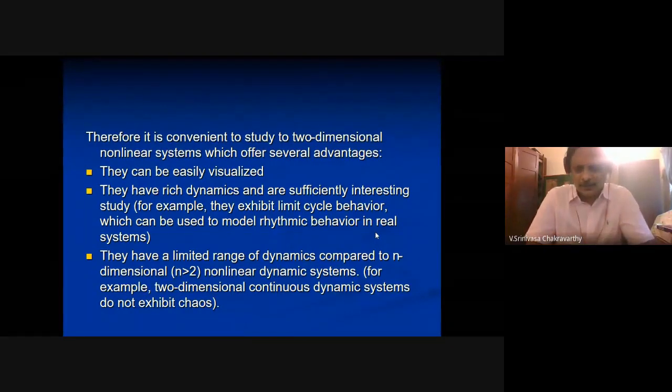But the disadvantage is that in a two-dimensional continuous dynamical system, you cannot get chaos. A special kind of dynamical behavior called chaos. You cannot get it in a two-dimensional continuous dynamical system. That's okay. So in this course, we are not looking at chaos. So we are okay for now.